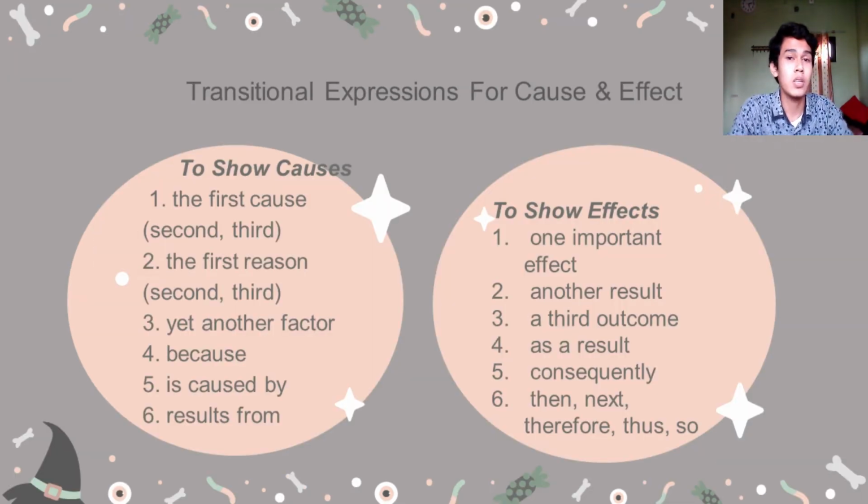Here are the transitional expressions you can use for cause and effect. If you are to show causes, you can use the first cause. The first cause, if you do not eat for 1 day. Or you can use the first reason. If you do not eat for 1 day, you will be hungry or you will be sick. Or you can use yet another factor, or because, or is caused by, or results from.